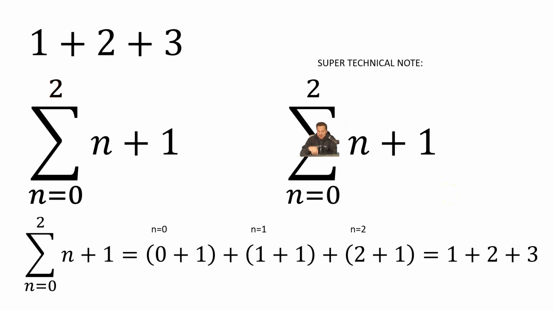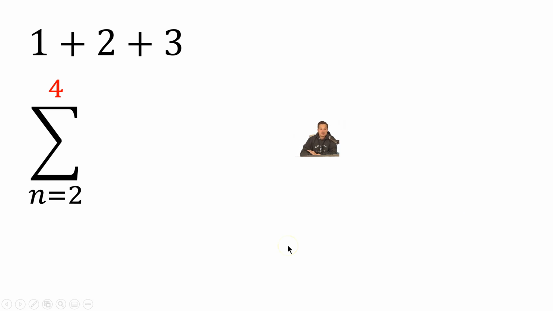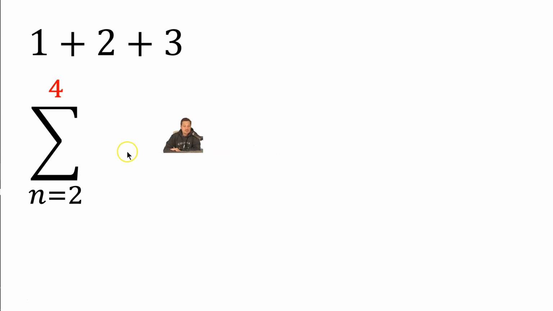That's a technical note. Let's look at one last example of this process. So again, our list is 1 plus 2 plus 3. And now imagine that the goal is to rewrite this expression so that it goes from 2 to 4, say, instead of 1 to 3 or 0 to 2, or something along those lines. So when I look at this, I hope you observe that the starting index is now 1 higher. And then the 4 is also 1 higher than the 3.